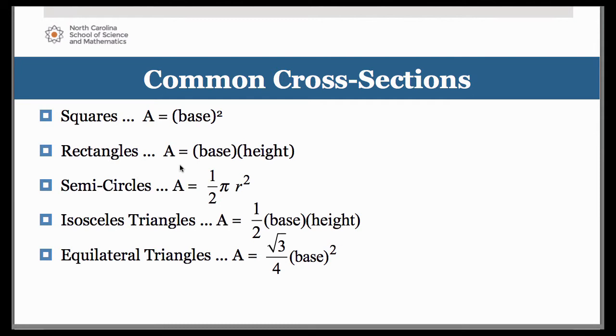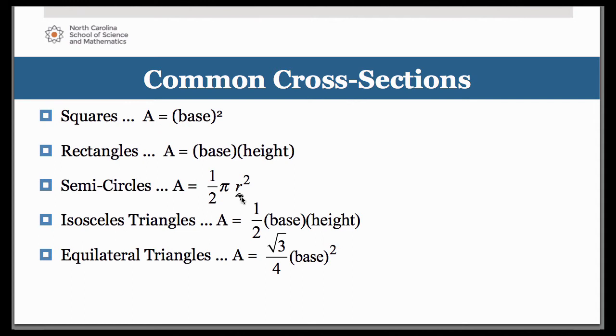Semicircles, 1/2 pi r squared, of course, is the formula. The big thing you need to remember is the radius calculation. The length of your representative rectangle is the diameter of the semicircle, so you need to cut that in half first before squaring it. An isosceles triangle is simply going to be your usual area of a triangle formula, 1/2 the base, and remember the base length is the length of your representative rectangle, multiplied by the height.